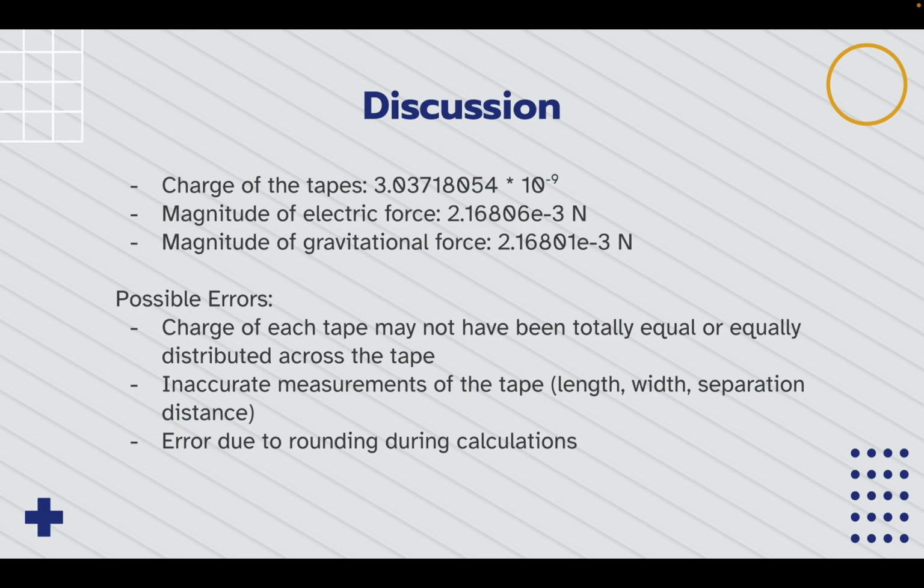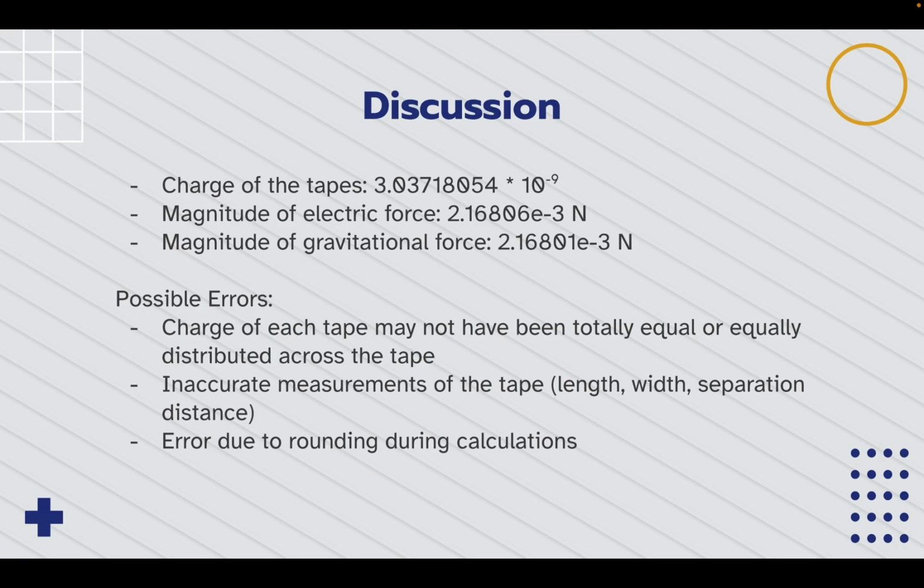Here is an overview of the results. There is an equilibrium for the suspended U-tape to float. Thus, the net force is 0. The force of gravity is equal, in magnitude, to the electric force. Therefore, we were able to calculate the charge of the tapes to be 3.04 times 10 to the negative 9. The magnitudes of the electric force and gravitational force were calculated to be about 2.169 times 10 to the negative 3.